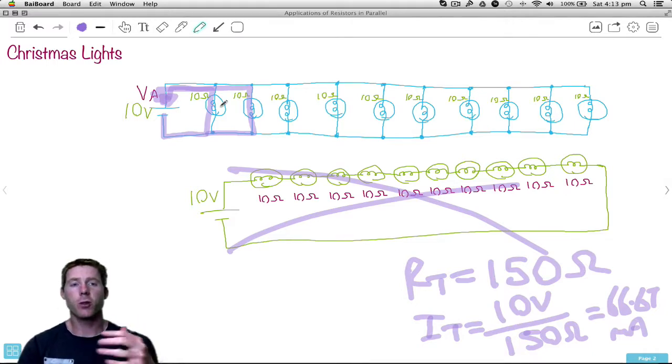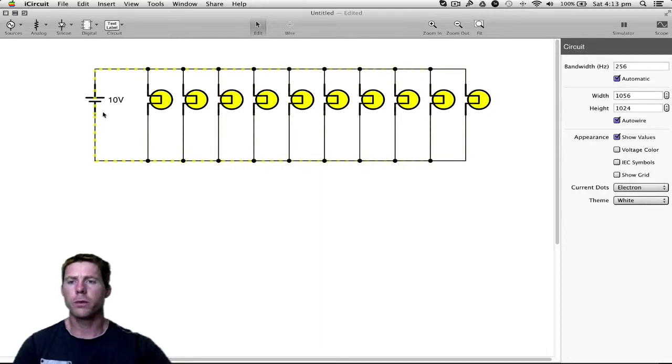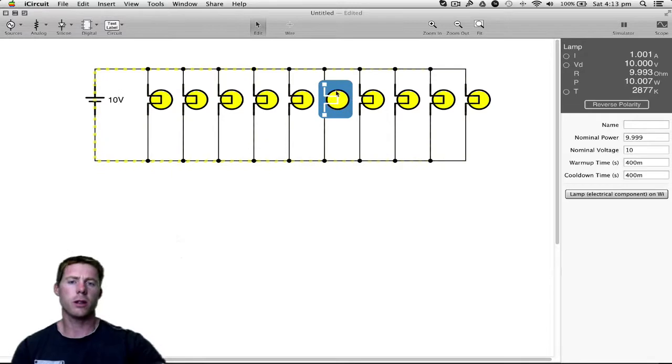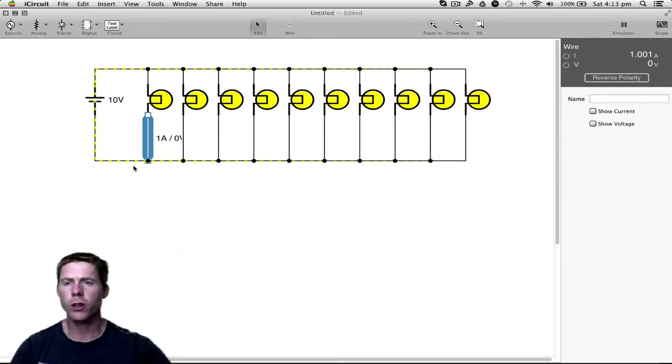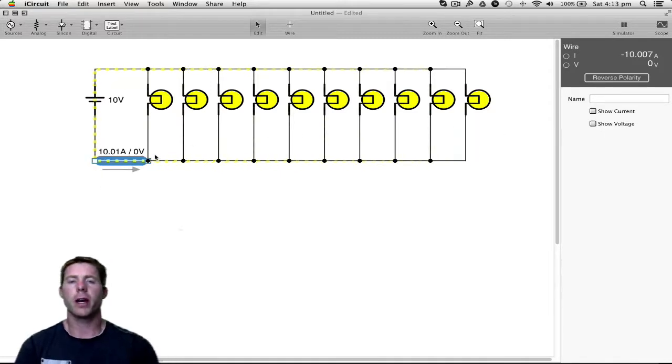Now, there is one thing that happens with this. In fact, let's look at the circuit simulator. I've actually built it in there. So there's all our light bulbs. 10 volts coming in here. Here's all our light bulbs. They're on because they're yellow. If we have a look at the current through each, that's a 10 volt power supply, that's a 10 ohm light bulb, we get 1 amp. 1 amp, 1 amp, 1 amp. Each one of these gets 1 amp. So we get a total of about 10 amps.